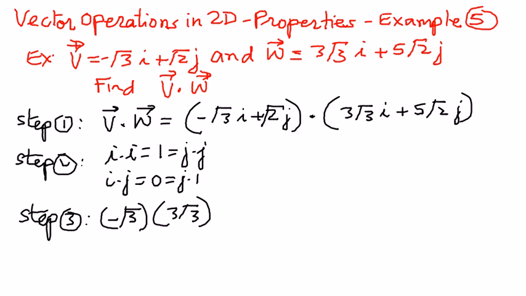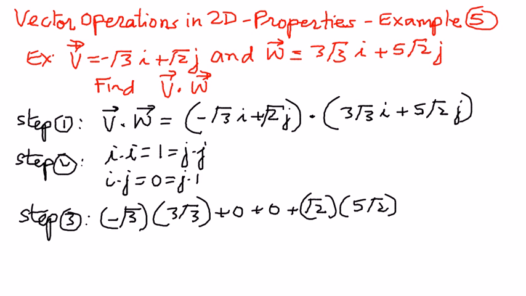Negative square root of 3 times 5 square root of 2, i dot j is going to go to 0, so therefore plus 0. Then square root of 2j times 3 square root of 3i, j dot i is going to go to 0, therefore I'm not going to write that. Then plus square root of 2 times 5 square root of 2, j dot j is equal to 1.